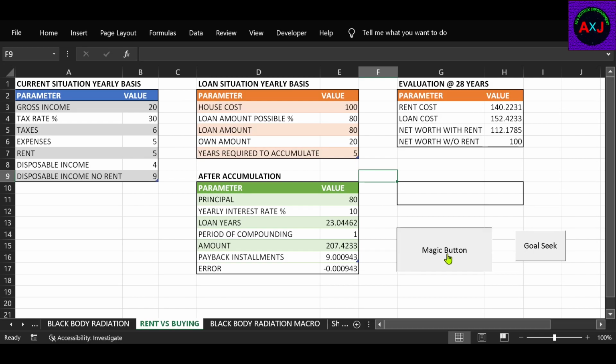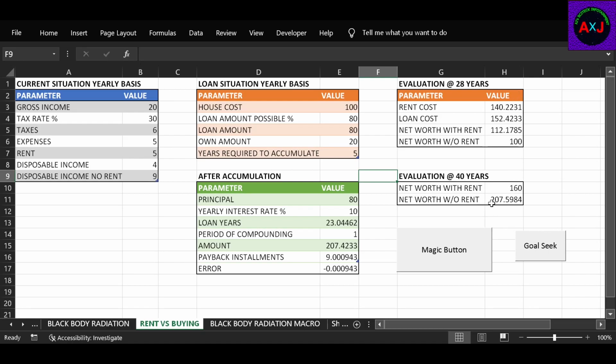Let's check at 40 years what is the situation. If I was still living in a rented house, my net worth would be 160. However, since I am no longer paying rent after buying a house, I have been earning a higher disposable income for the last 12 years. Therefore, my net worth now is greater than if I had rented.